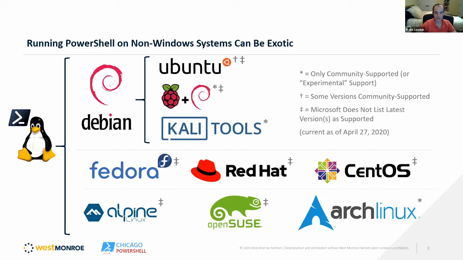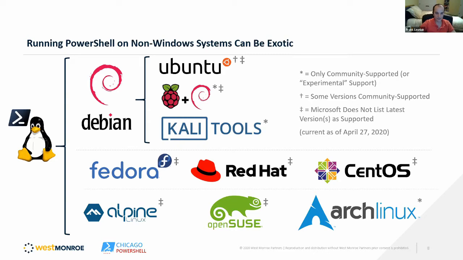The other thing I'll mention is that a lot of these distributions are only community supported, which means if you're using PowerShell and run into an issue, your ability to get support is really limited to forums and that kind of support channel. You can't call Microsoft support with a production outage, in other words.